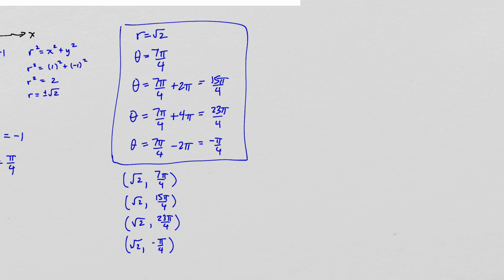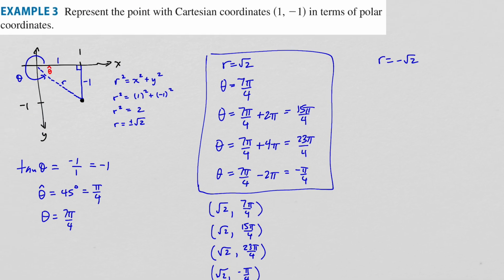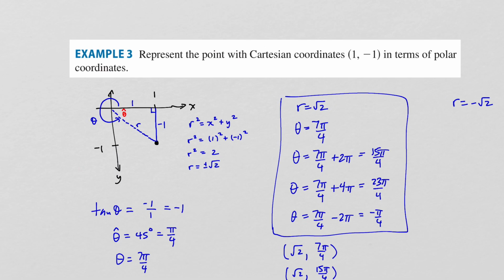Now let's talk about if we had chosen r is equal to negative radical 2. How would that change things? Well, remember, when r is negative, you go in the opposite direction of your theta. So if we want to end up down here, if r is negative, our angle would have to be in this quadrant over here.